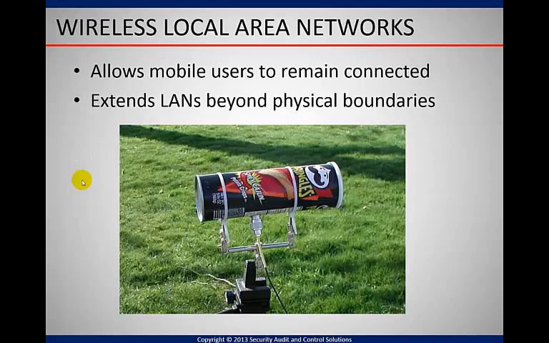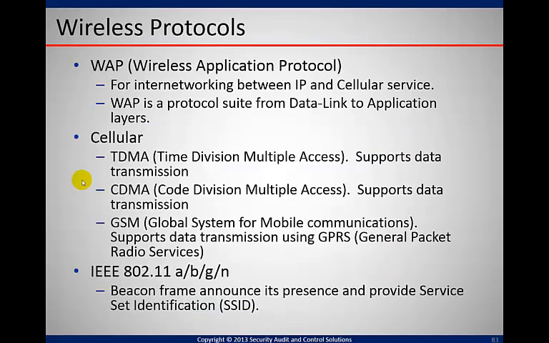We have wireless local area networks, which allow mobile users to remain connected and extend LANs beyond the physical boundaries or their perimeter. An example here is a Pringles can, which is used in test environments to see how far an antenna can be made directional. Supposedly the aluminium inside the Pringles can allows the signal to be directed. We have wireless protocols such as WAP, which is Wireless Application Protocol, for internetworking between IP and cellular services. WAP is a protocol suite from the data link to application layers.